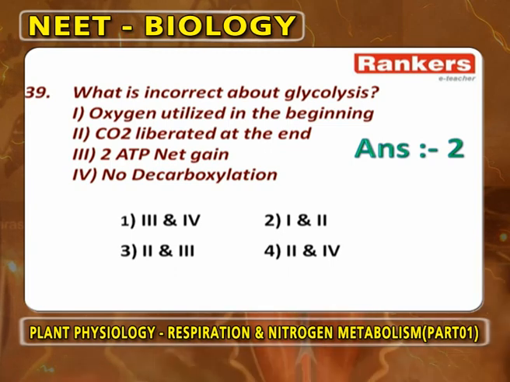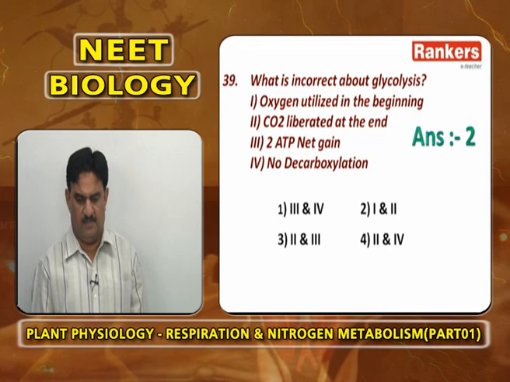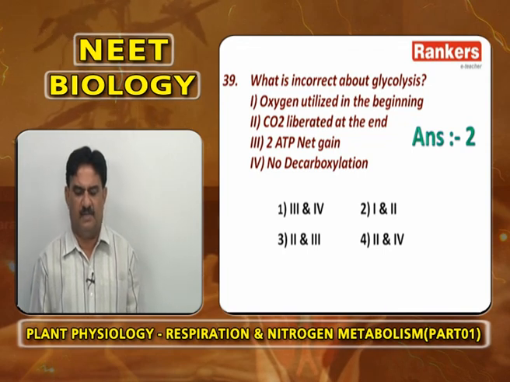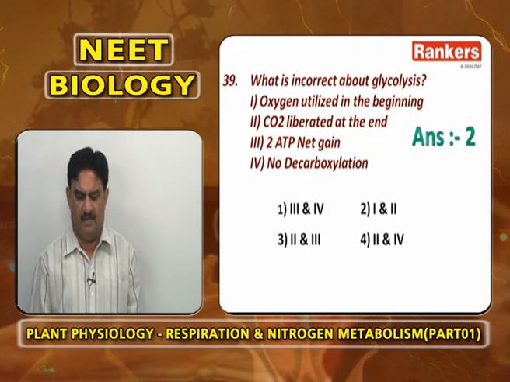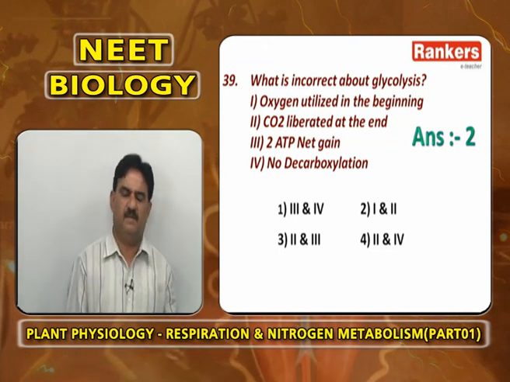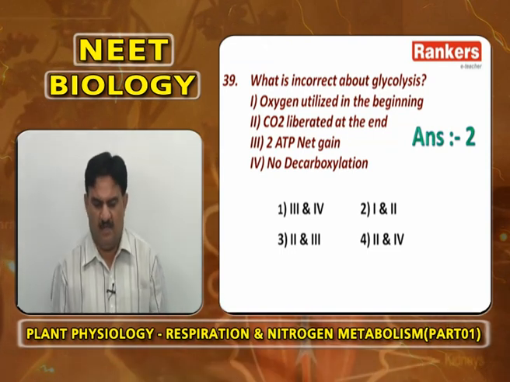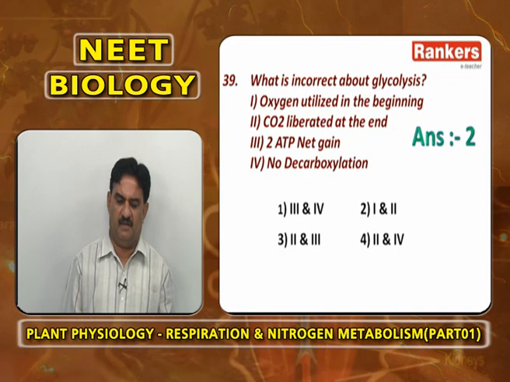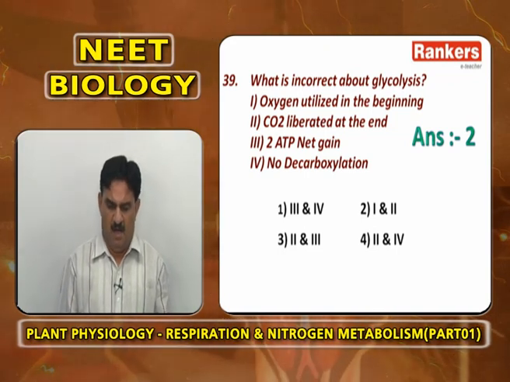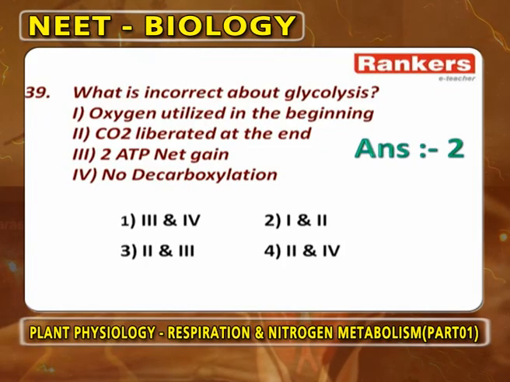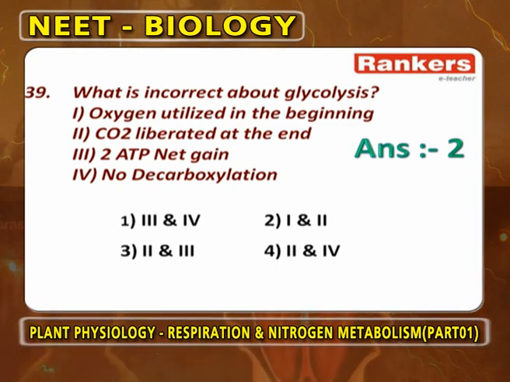The incorrect statement about glycolysis: oxygen utilized in the beginning, CO2 liberated at the end, 2 ATP net gain, no decarboxylation. 2 ATP net gain is correct. No decarboxylation: anywhere, carbon dioxide is not liberated. So oxygen utilized in the beginning is wrong, and CO2 liberated at the end is wrong.